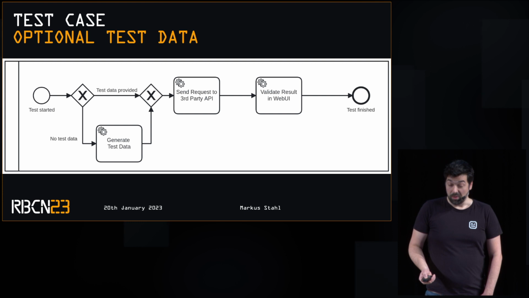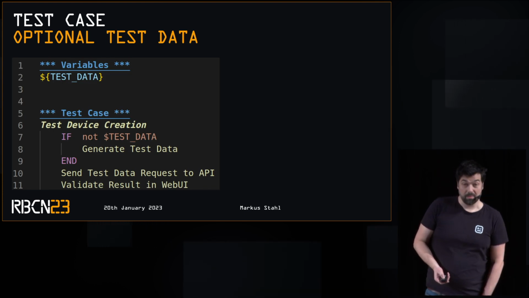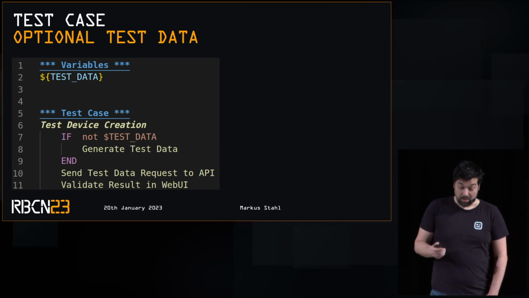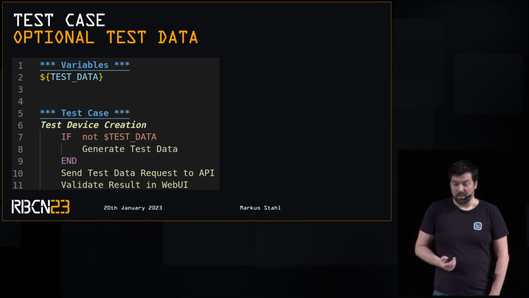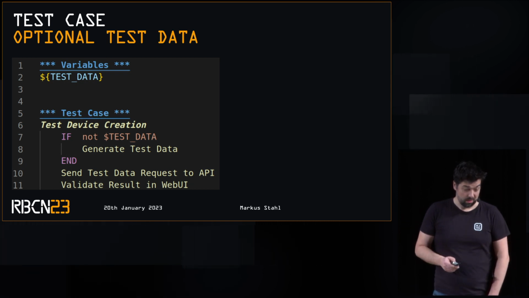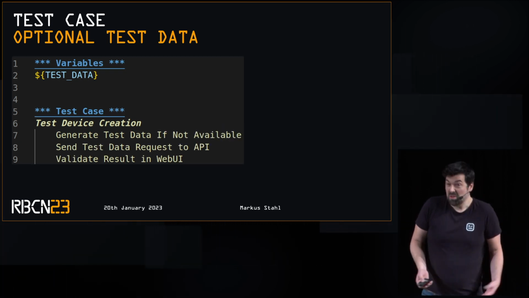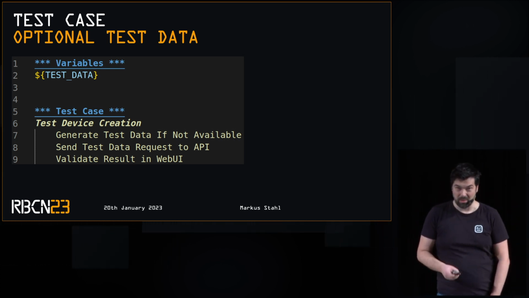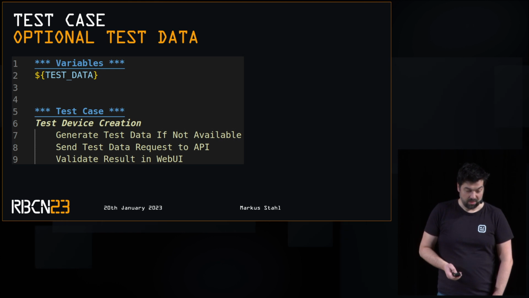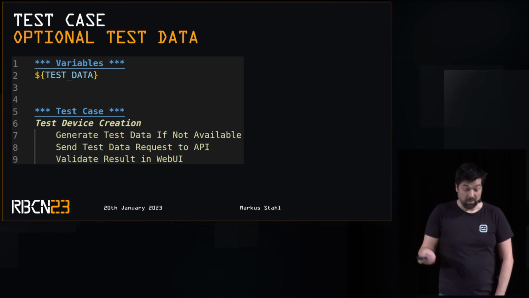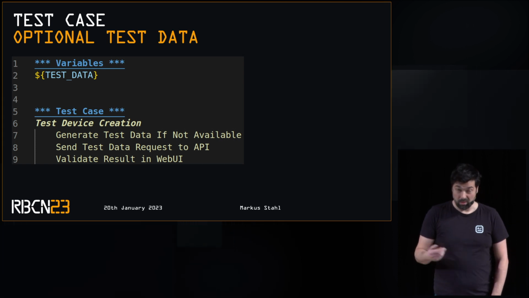That we can also do in Robot Framework. Very nice. If no test data is available, we generate it. But this already looks a little bit ugly, so we abstract this test case and say generate test data if not available. This already feels a little bit uneasy, having this uncertainty in a test case. But nevertheless, we could save ourselves from bringing a workflow engine, another tool, on board.